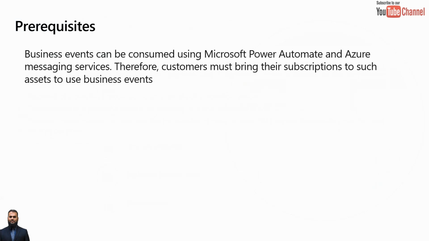The prerequisites are that business event consumption can happen on Power Automate or Azure messaging services. This is a prerequisite because whenever a business event happens, it needs a receiving end or an endpoint to receive the notification or message that this business event has happened. So the customer should have a subscription, for example an Azure subscription, and the assets in that subscription to receive and utilize the business events.